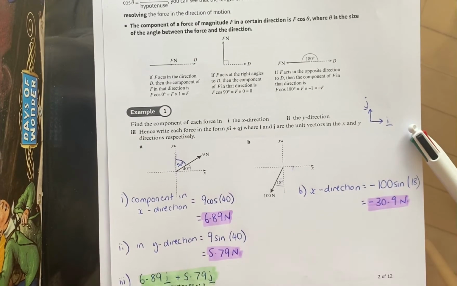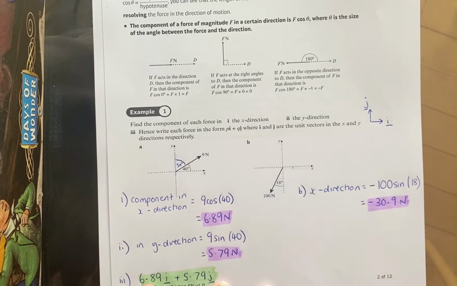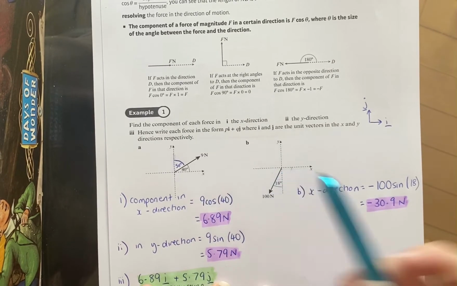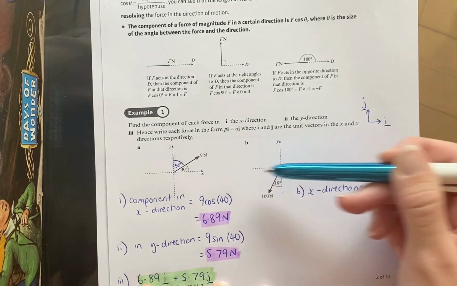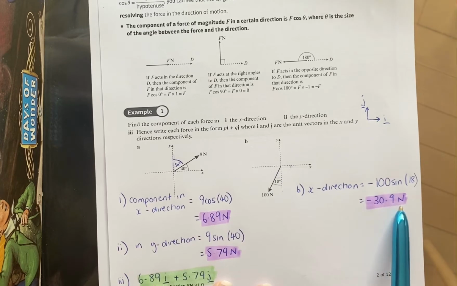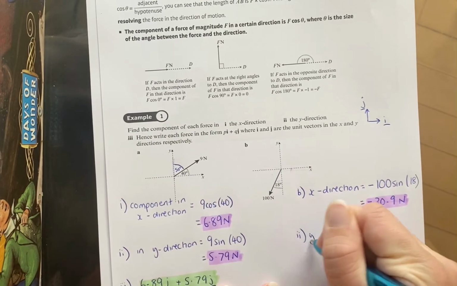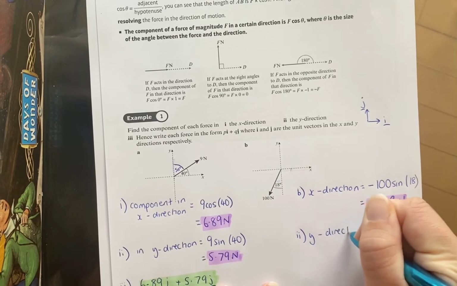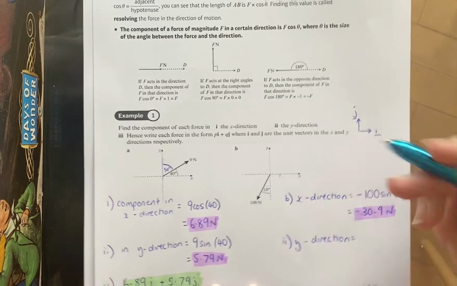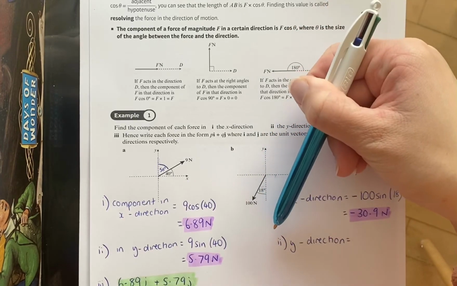So I'm saying the component in that direction is minus 30.9, and that makes sense. Obviously, I'm expecting it to be negative because I know the force really is going that way. It's going in the negative x direction. So minus 30.9 in the x direction. Then in the y direction, now I can see the force is going downwards, so it's going in the negative y direction.